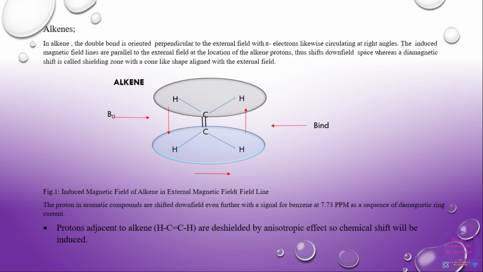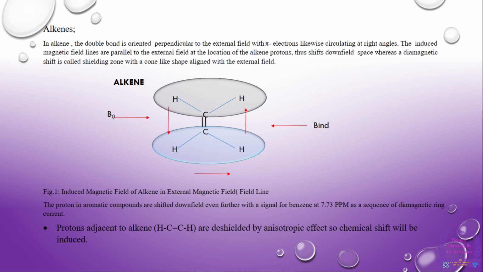In alkene, the double bond is oriented perpendicular to the external field with pi electrons likewise circulating at right angles. The induced magnetic field lines are parallel to the external field at the location of the alkene protons. The shifts downfield, whereas diamagnetic shift is shielding zone with a cone-like shape aligned with the external field. This is clear by the figure of alkene.